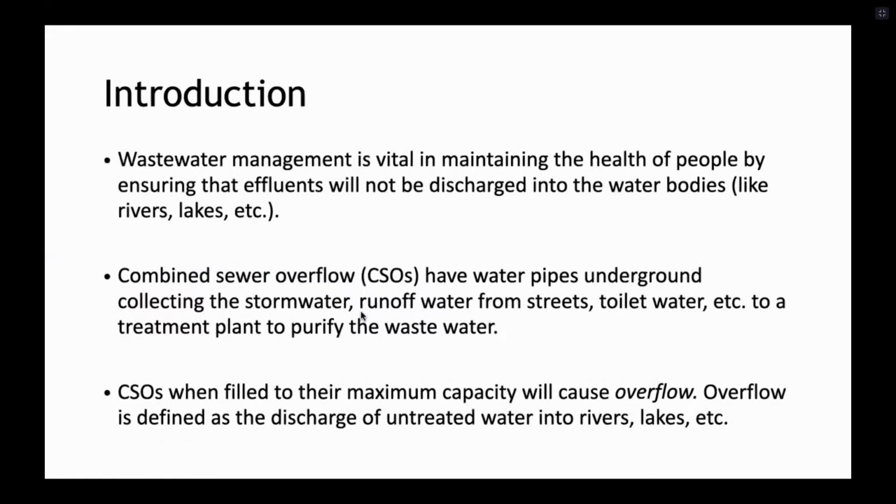To start with, wastewater management is very important in maintaining the health of the people and preventing environmental damage. The water flowing out of houses, industries, or streets has to be collected and treated in a water plant, or else the effluents will mix in water bodies like rivers or lakes, which might cause many health issues. Combined sewer overflows are the water pipes that go underground under the roads, collect this water, and send the wastewater to the treatment plants.